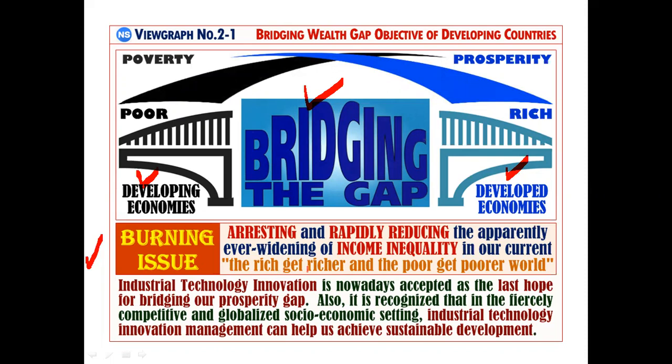This is not only between developed and developing countries. We see that developed countries are getting more rich, developing countries are getting poor. But within every country, both developed and developing, you find rich societies are getting richer, poor societies are getting poorer. So this is a critical issue. We have to arrest this gap as rapidly as we can.